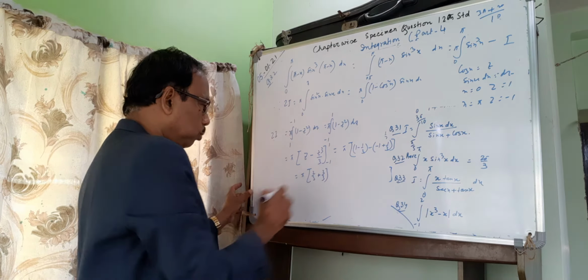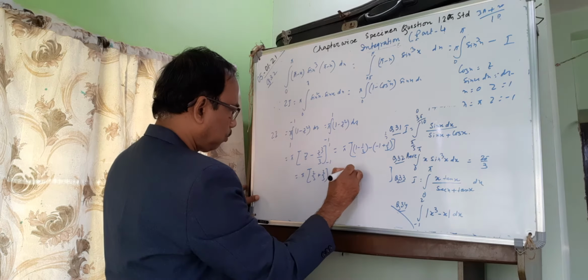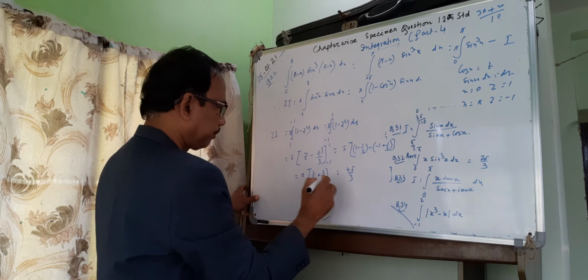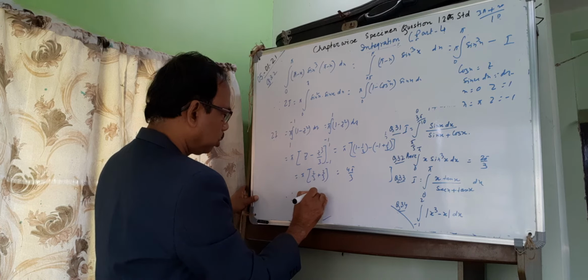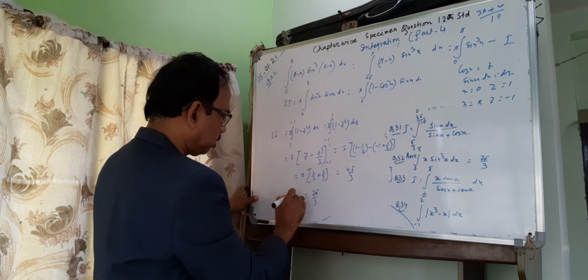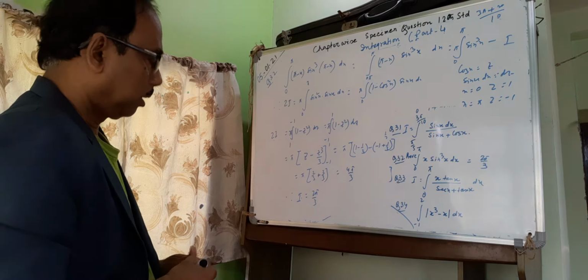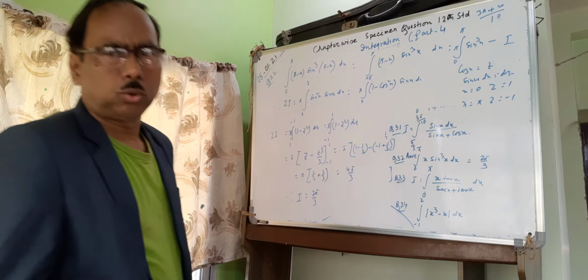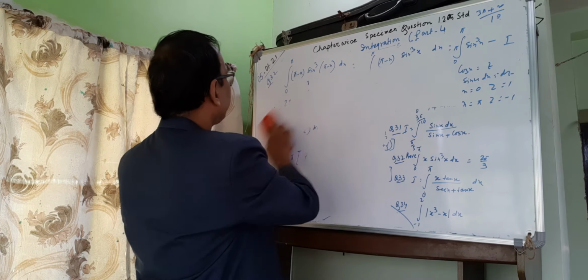2 by 3 plus 2 by 3, that is 4 pi by 3. So 2I is 4 pi by 3, therefore I equals 2 pi by 3 is your final answer. I equals 2 pi by 3. Okay, let's do the next sum. Sum number 33.